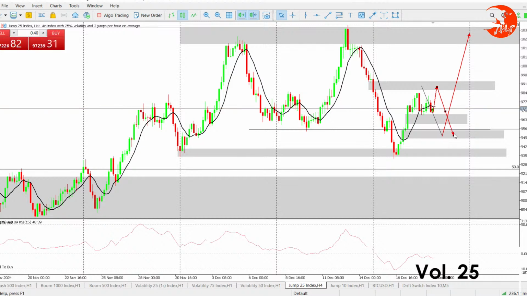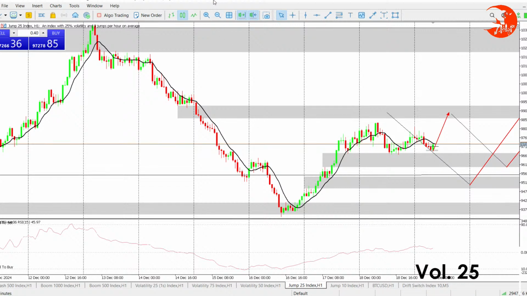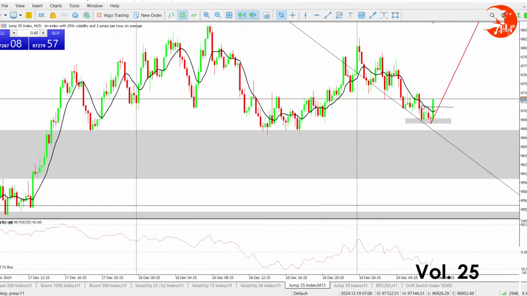For now I will stick to these two, and then head over for that other move. That's what I'll be looking for. For now, I want to wait for the pullback after the change of character right there, or after the double bottom right there. That has been Jump 25.